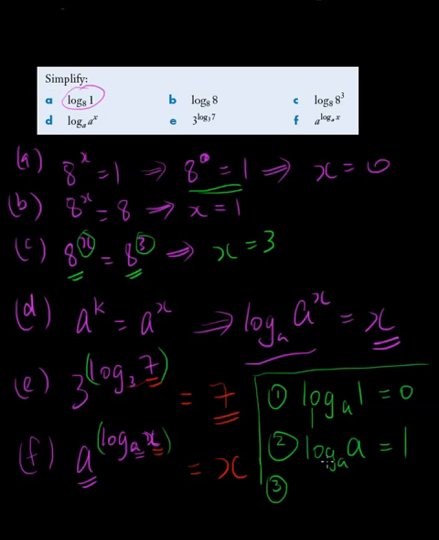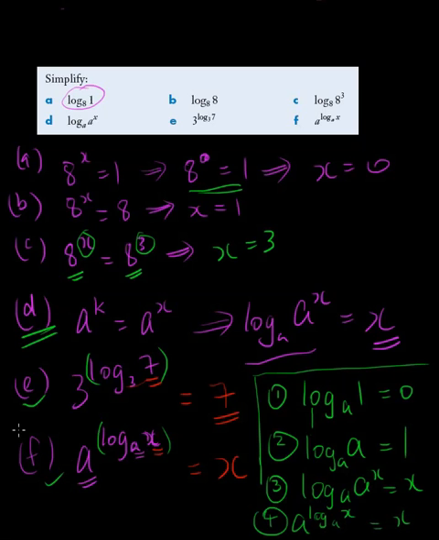The third rule you should understand is that if I've got log base a of a to the x, this is just x. And we did this here in D, right? And the last one you should understand is that if I have a to the power of log of the same base a, of x, then this should just be x. And you can find this in questions E and F.